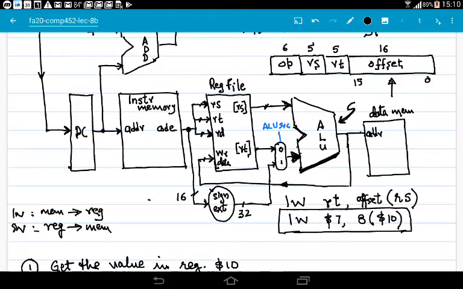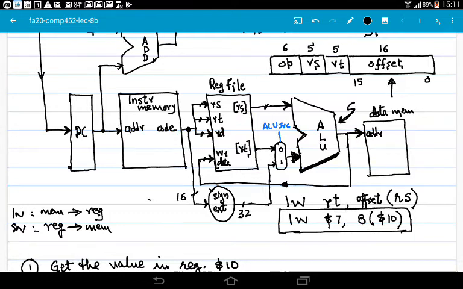Okay, and this data memory will have two control signals. One will be called read mem and the other one will be called write mem, and we will draw them later, but they are control signals, so right now we are not worried about them.